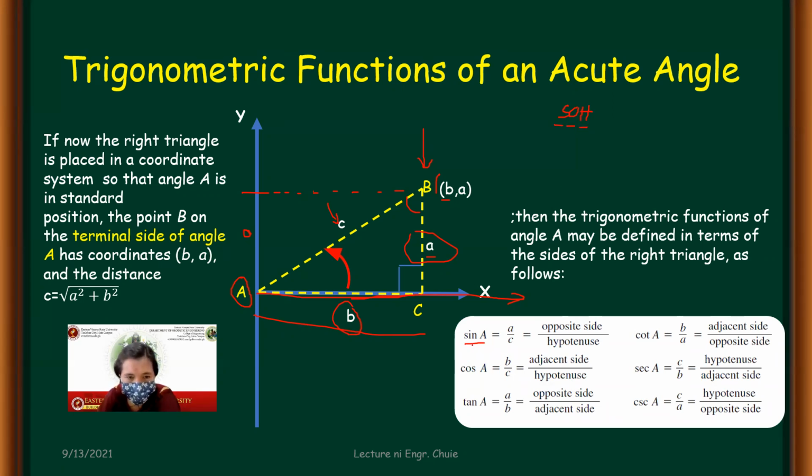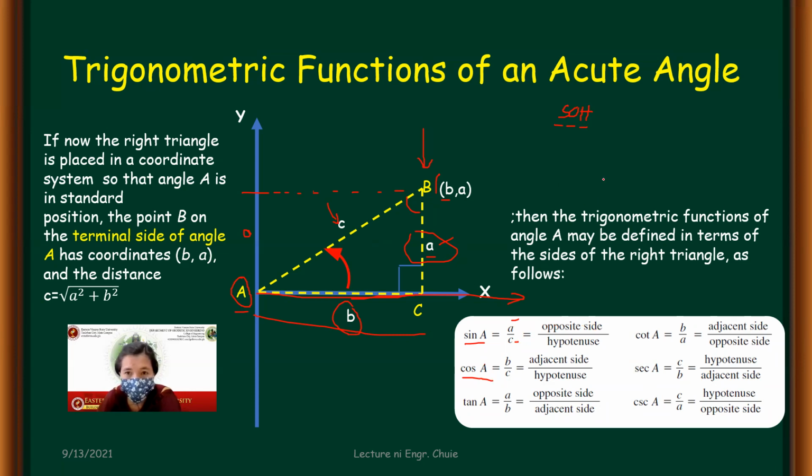If we look at the illustration, sine A, where is A? Here is A. The opposite of A is letter A, so we write A. And the hypotenuse is letter C. So that is opposite over hypotenuse. Next, we're going to the cosine of A.